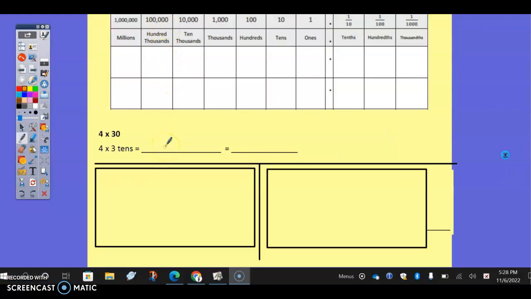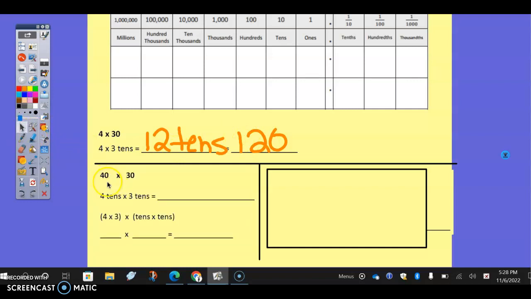All right, so in today's concept, we're going to take 4 and multiply it by 30. Like we did in our little warm-up there, instead of taking that 0 off, we're just going to call it tens. So 4 times 3 tens is going to be 12 tens, and 12 tens is 120. Okay. Now let's look at the next one.